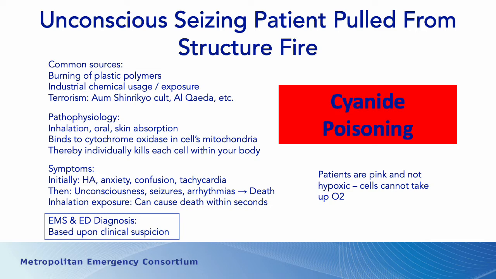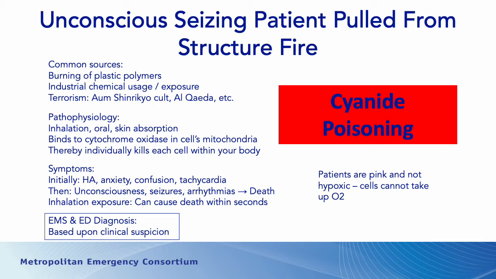And then terrorism is also a potential source. For those of you who may be old enough, you may remember Bhopal in the 80s. They had a big cyanide leak in a manufacturing plant in India, and thousands of people were exposed and died. Even those who survived had long-term consequences. So you have to think about potential other sources of cyanide other than just products of combustion.